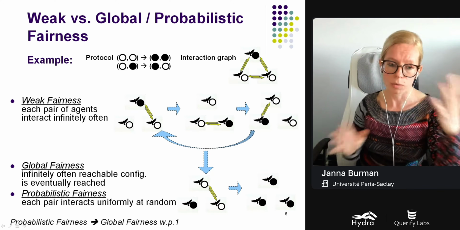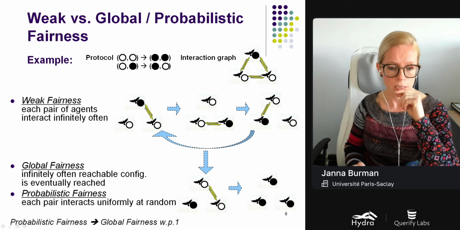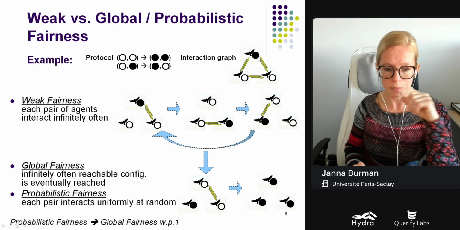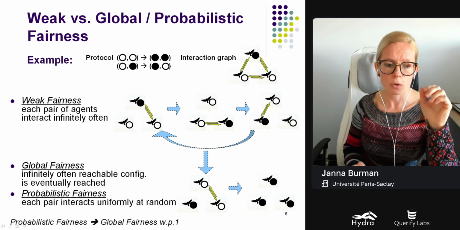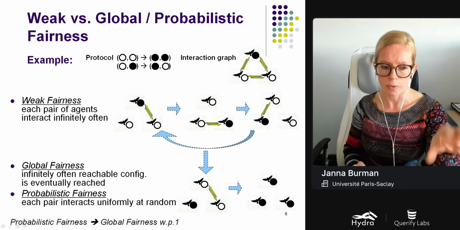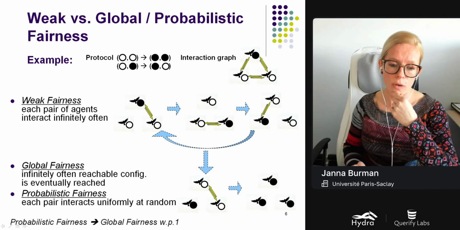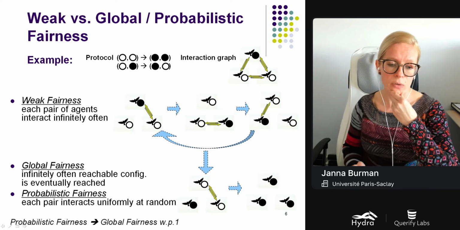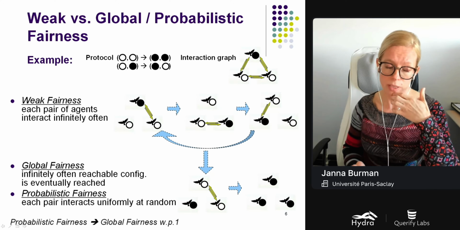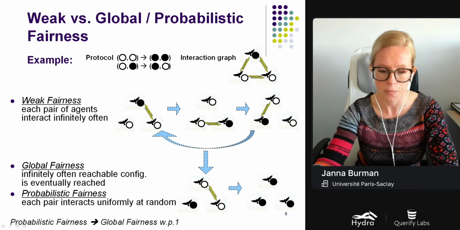Okay, so this illustrates a bit more the difference between these 2 types of fairnesses, and I actually will focus more on the second type, global and probabilistic fairness, which also allows us to design algorithms more easily than with weak fairness. We know that randomness simplifies things.